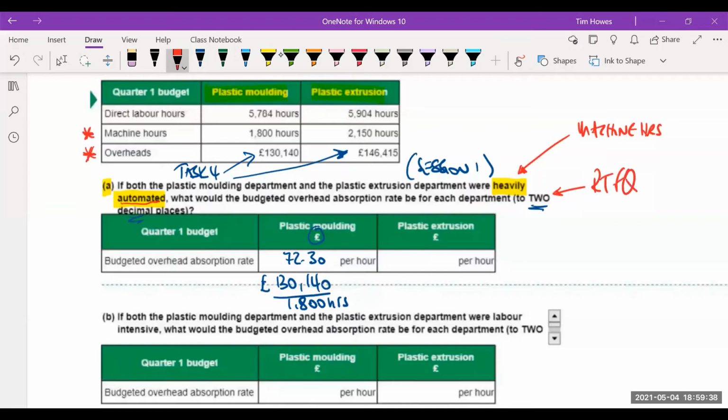RTFQ. Margot, thanks and good evening to you. I didn't say hello earlier, but there we go. Make sure you read these things in infinite detail. Make sure you're not missing a trick, because 72.3 is the right answer, but it's not the right answer, of course, for them.